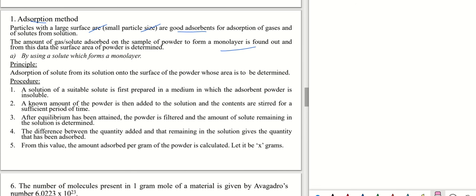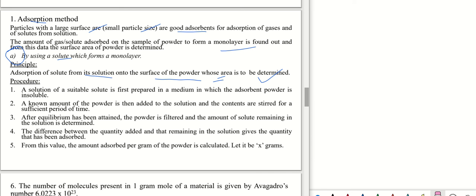Now let's consider the method using a solute which forms a monolayer. The name itself indicates that in this method we will be making use of a solute. So adsorption of a solute from its solution onto the surface of the powder whose area is to be determined would be our working principle. Now let's see in detail how this is applied.